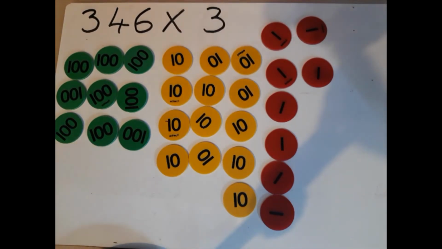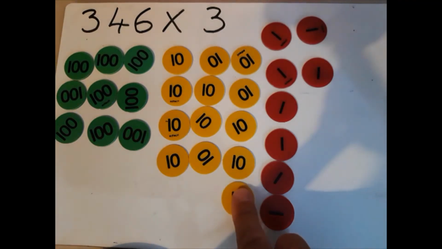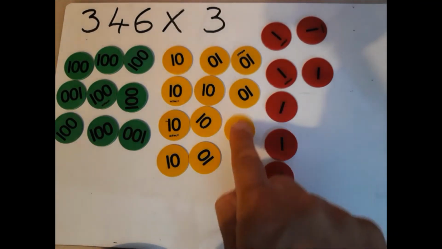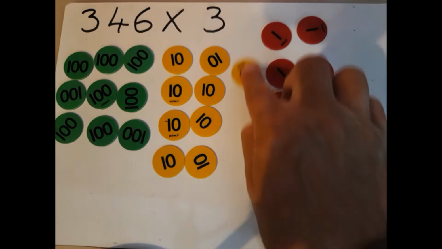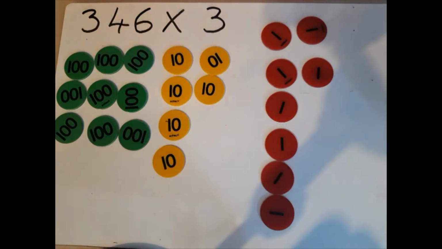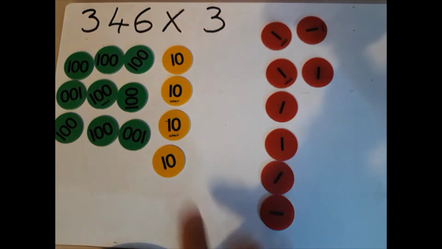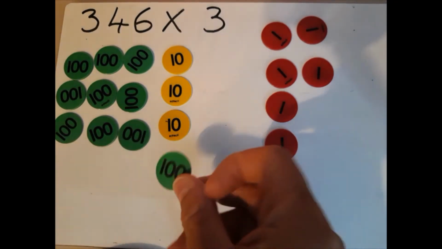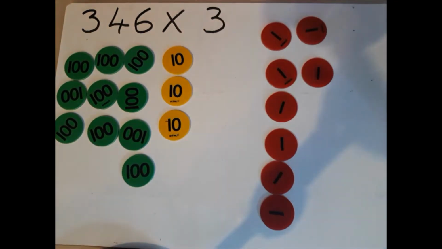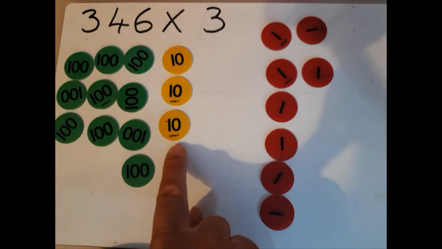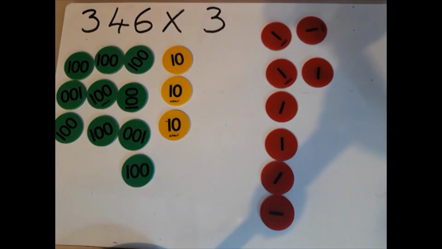What I've now got when I look at the tens, again, I've got more than 10 of these, so if I've got more than 10 tens, I can exchange some for hundreds. So again, I've got 10, 20, 30, 40, 50, 60, 70, 80, 90, 100, and I can exchange it for a 100. Okay, so I have 3 tens left, or 30.